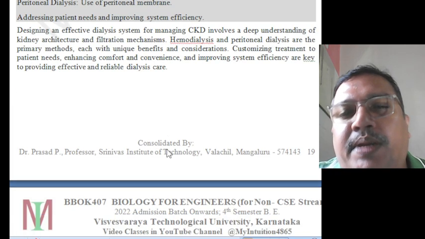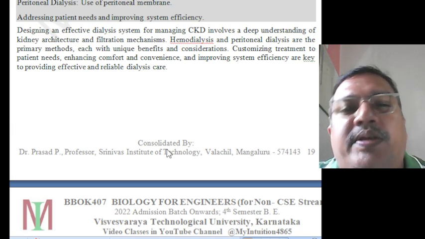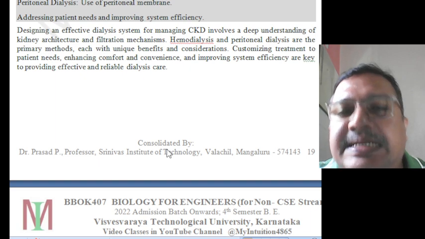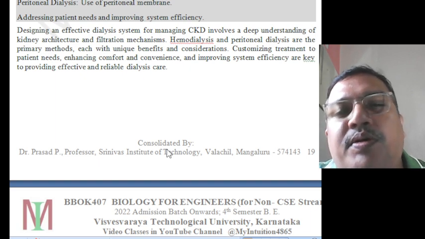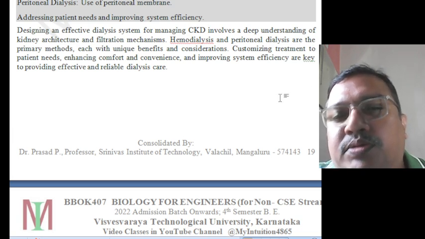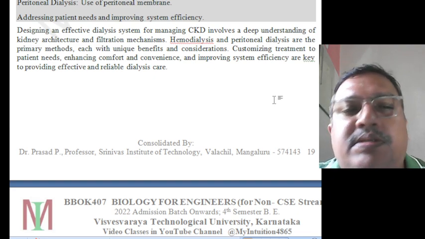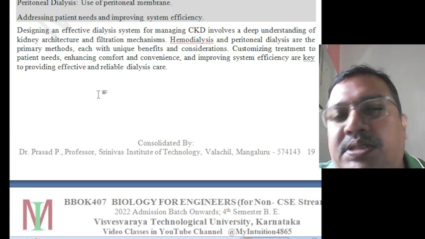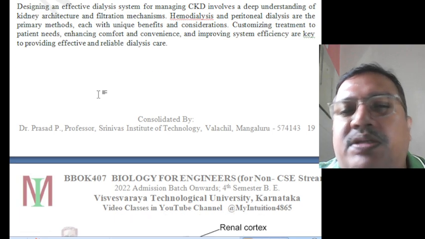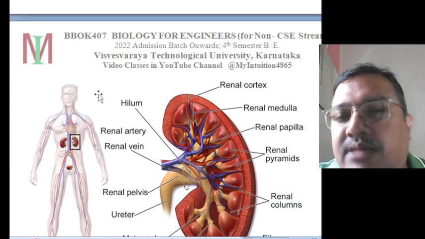Hemodialysis and peritoneal dialysis are the two primary methods which are used, which have unique benefits as well as their own considerations. A better new method can be introduced by anyone. Customizing this treatment to patient needs, enhancing the comfort and convenience of the patient, and improving system efficiency are the key to providing effective and reliable dialysis care.